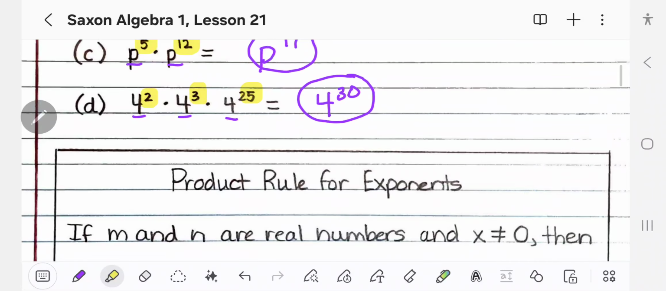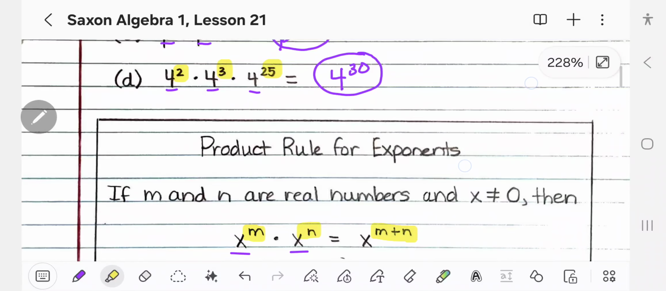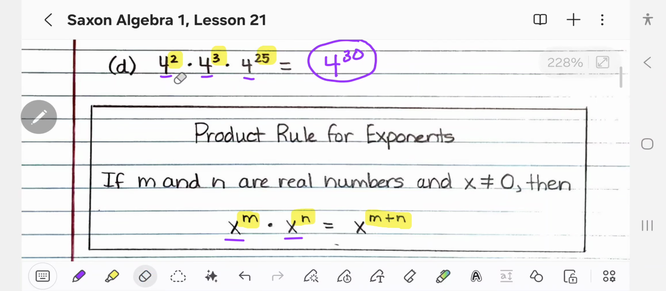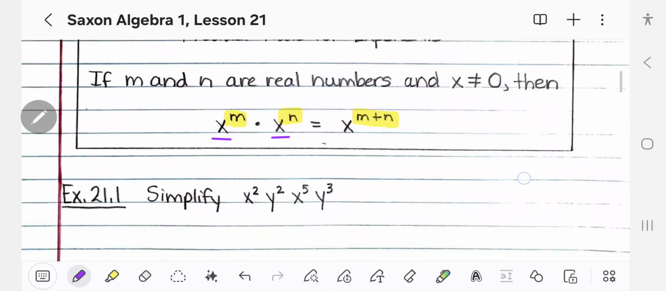So let's go back and look again. That's what we did, right? For here on D, we had the same base for all of those. It was 4. And we looked at our exponents and we just added them up. 2 plus 3 is 5, plus 25 gave us the 30. So that's what this rule means. It's just written in some algebraic language.